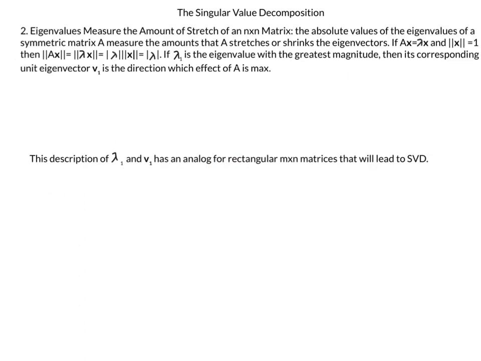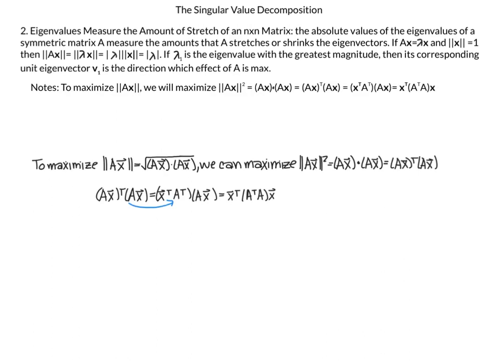And so this description of lambda 1 and v1 has an analog for rectangular m by n matrices that will lead to the singular value decomposition. We're going to continue with our analysis so we can get to the A transpose A matrix. And just a quick note, to maximize the length of Ax, which is equal to the square root of Ax dot Ax, we can maximize the length of Ax squared. That's easier because it gets rid of the square root.